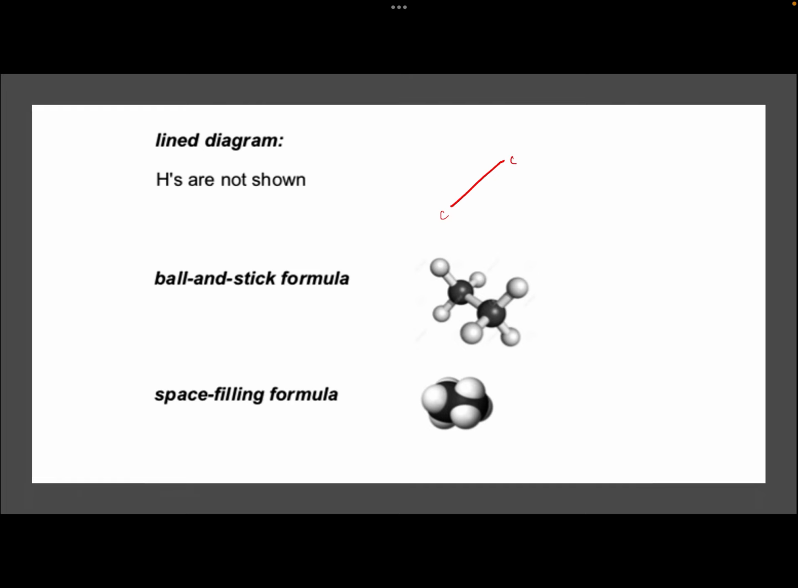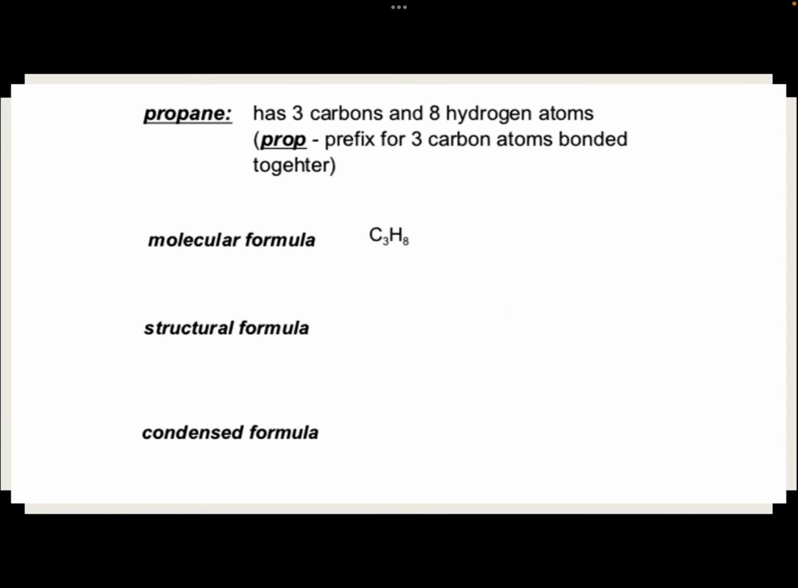The ball and stick formula is shown there, and then the space filling formula is shown. Once again, I'm not asking you to draw, just asking you to identify. Next is propane. Propane has 3 carbon and 8 hydrogen atoms, so prop is a prefix for 3 carbon atoms, once again bonded together. So we have C3H8: 3 carbon bonds here, and then 8 hydrogen bonds all the way around our molecule.